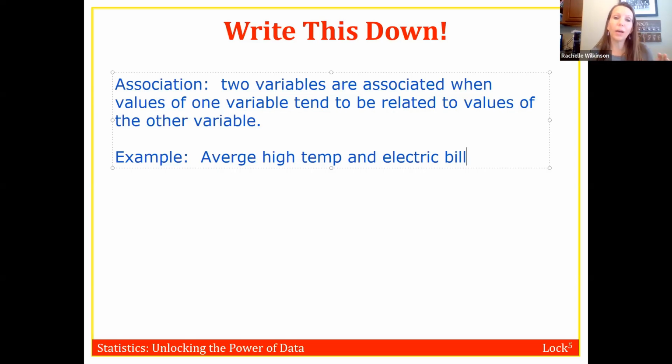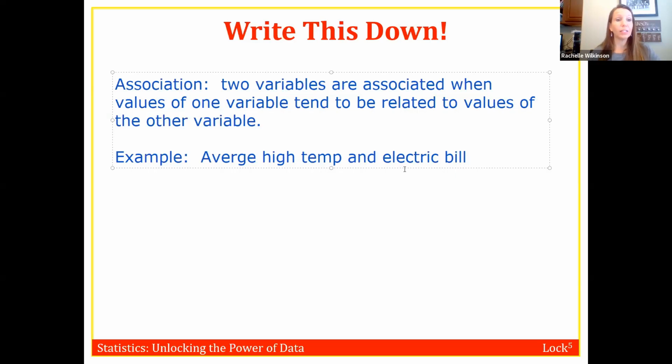So if we're talking about the average high temperature for the month and electric bill, when the average high temperature is higher, then my electric bill is also higher. And when the average high temperature is lower, my electric bill is lower. So high values of the first variable are associated with high values of the other variable. And especially right now in the heat of summer.